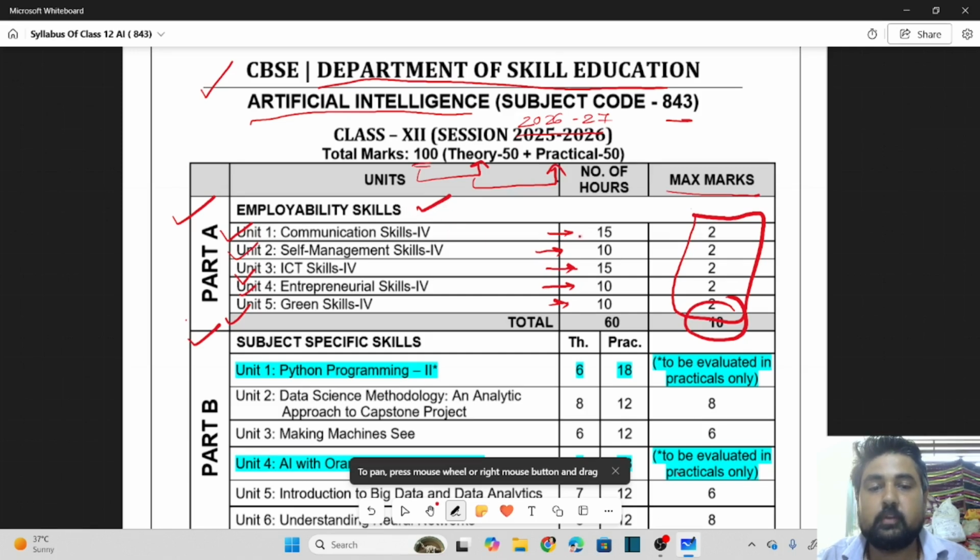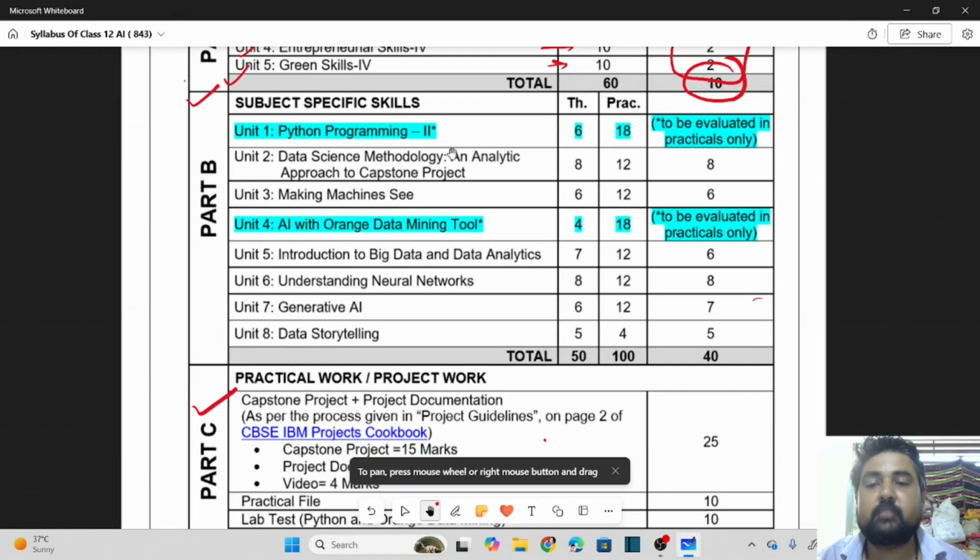because these topics are related to your examination. Now, coming to the subject specific skills, which are very important for your examination. These skills contain some units. Number 1 is Python programming. Here you have to study NumPy libraries as well as pandas libraries. Importing and exporting of CSV files and data frames are part of these two topics.